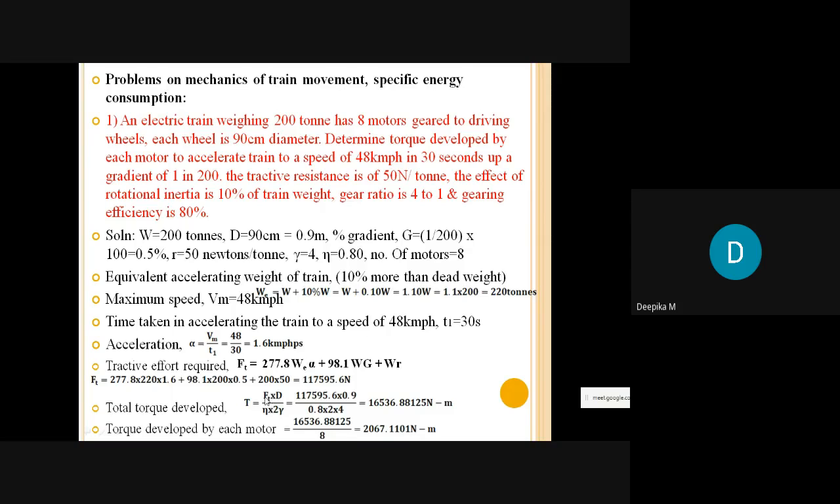So to calculate Ft we will be using this formula, and to calculate this we first have to calculate We, and also we have to calculate alpha. All the remaining things are given in the problem. So like this we have to move on with the problem.